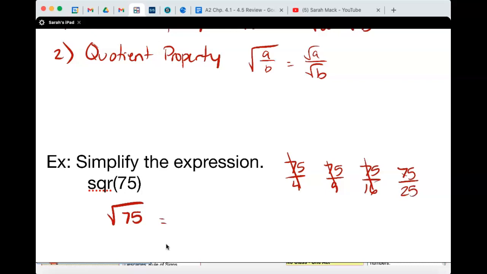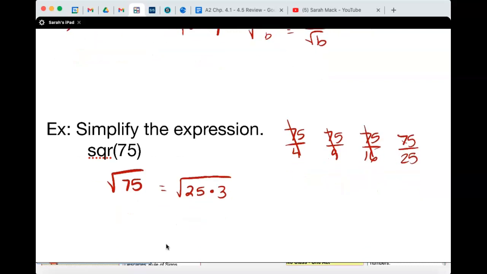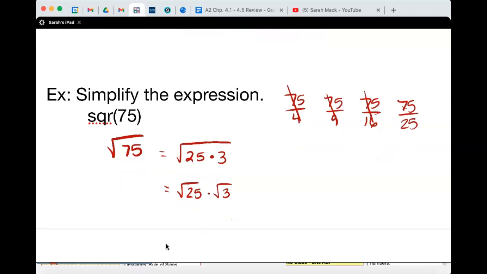75 divided by 25? Yes! So I can rewrite the square root of 75 as the square root of 25 times 3. Everybody would agree 25 times 3 is 75. Then here's where I use the product property. I want to split it into two radicals: the square root of 25 times the square root of 3. The main reason I want to do this is I can simplify the square root of 25. The square root of 25 is 5, and then I multiply by the square root of 3.